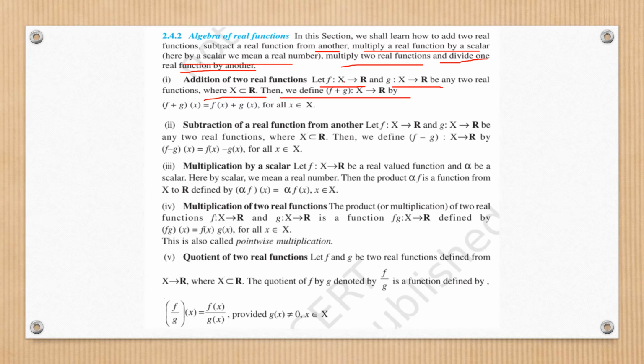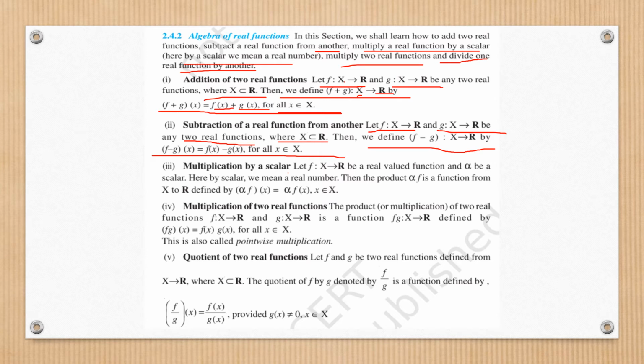Then we define f plus g, the addition of these two functions, that will also be a mapping from X to R, having the domain as X and R as the codomain, right? And (f plus g)(x) is equal to f(x) plus g(x), for all x belongs to X. Similarly, if f is mapping from X to R, g is mapping from X to R, two real functions, X is a subset of R, then f minus g will also be a mapping from X to R, and (f minus g)(x) will be f(x) minus g(x) for all x belongs to X.